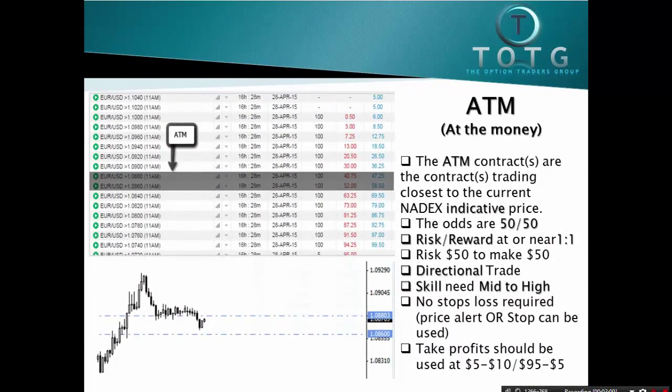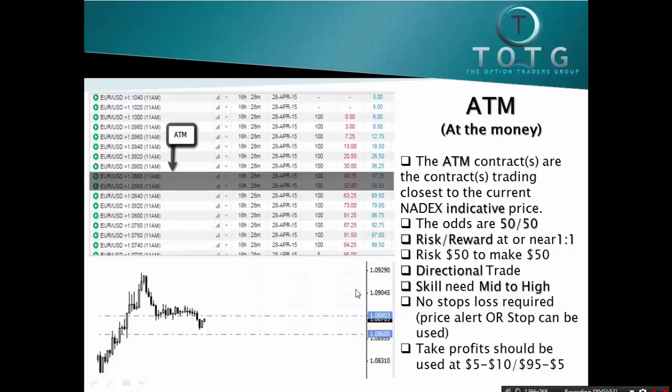Okay, so let's start with the at the money contract. So I have my Nadex binary option chain up here, and the gray area that I have highlighted in this region here are the at the money contracts. Okay, and they are the contracts that are trading closest to the underlying asset that you are trading on. Okay, and you can see on the chart here, I put the strikes here that I have highlighted here. You know, the 1.0880 is right here. The 1.0860 is right here.